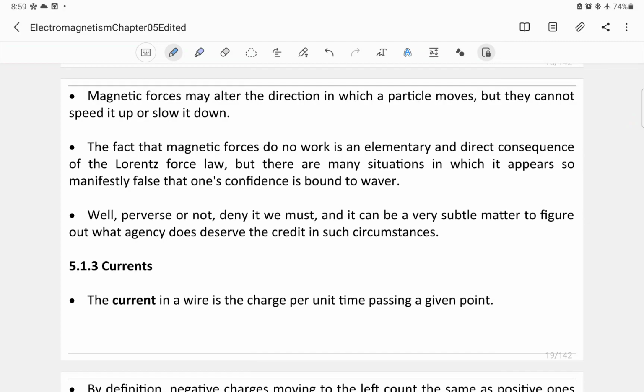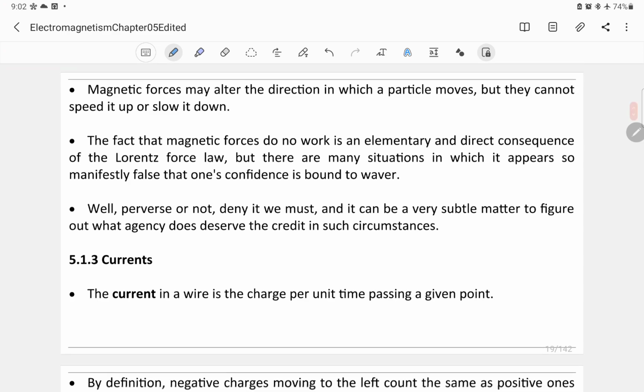Now, magnetic forces may alter the direction in which the particle moves, but they cannot speed up the particle or slow it down. So let's now go to currents.